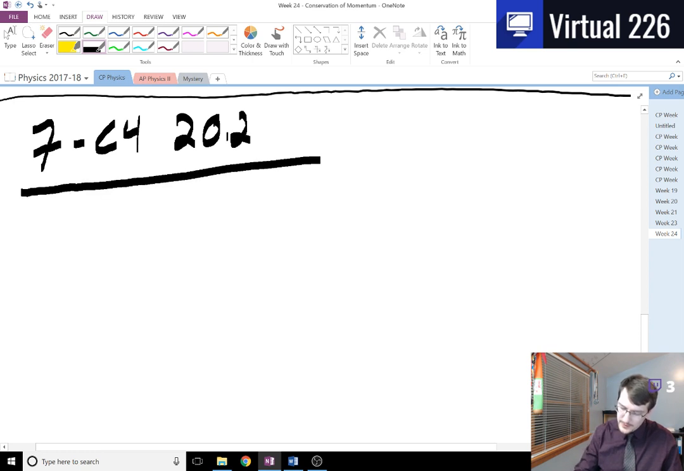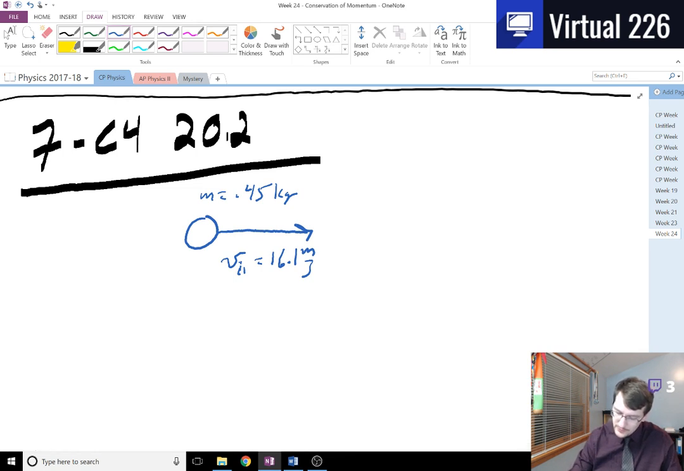What we have here are these two snowballs. So snowball 1 is moving, we'll call east this way, at an initial velocity of 16.1 meters per second, and it has a mass of 0.45 kilograms. And then we've got snowball 2.